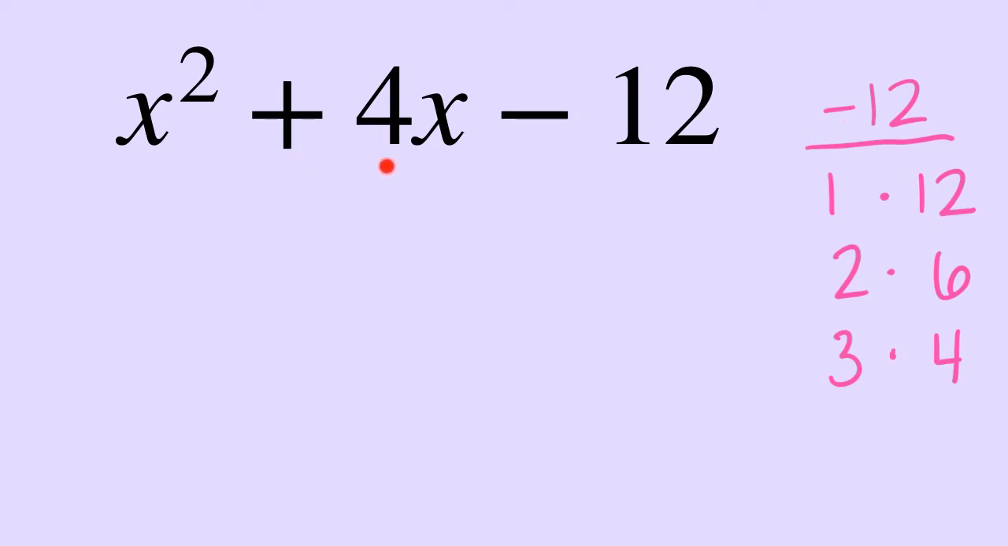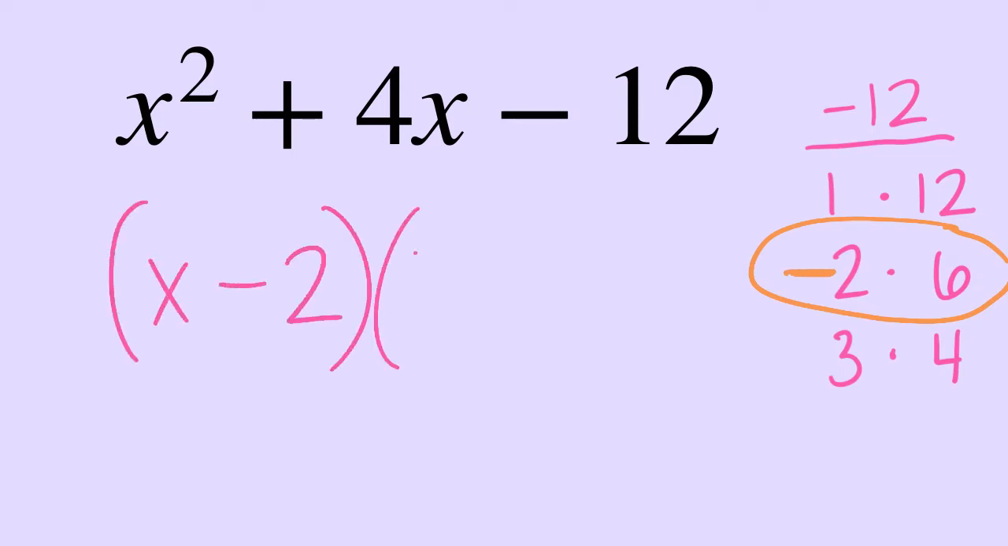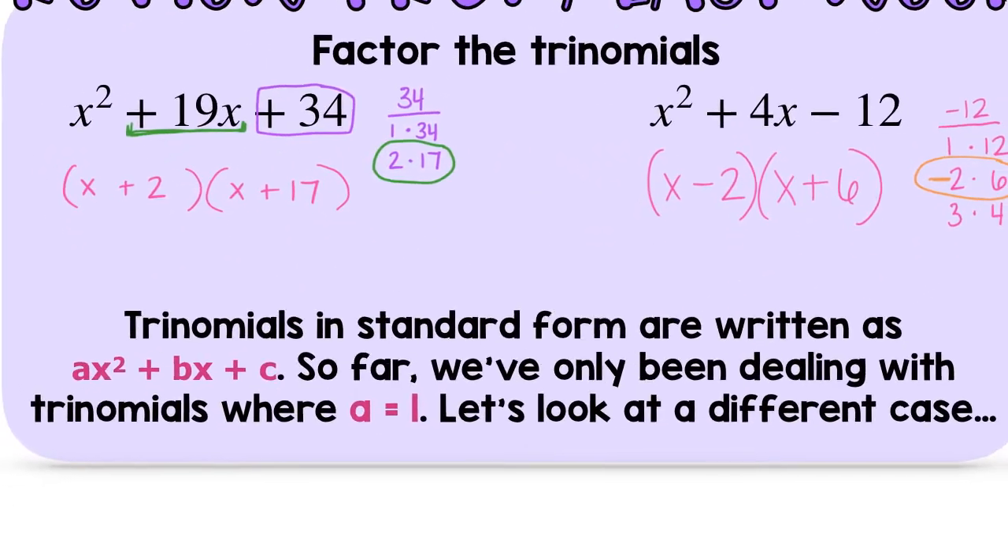Now I need them to add to 4. And the only way to get positive 4 out of this is to use these factors right here, 2 and 6. And if I want it to equal positive 4x, then I would need to put the negative on the 2. So then we would factor this as x minus 2 and x plus 6. So that's just some review from last week.